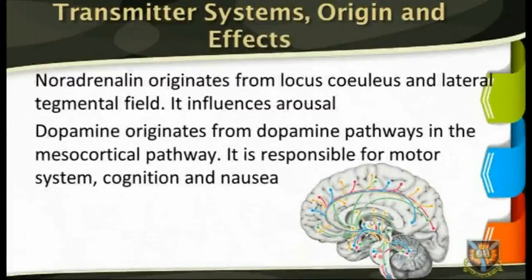Noradrenaline originates from locus coeruleus and lateral tegmental field. It influences arousal. Dopamine originates from dopamine pathways in the mesocortical pathway. It is responsible for motor systems, cognition, and nausea.